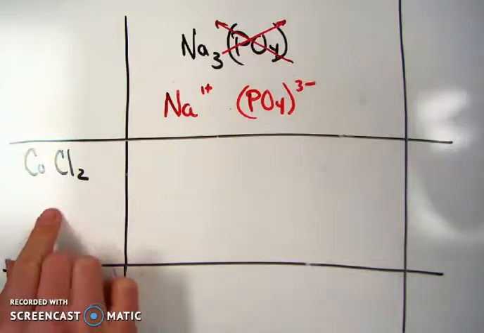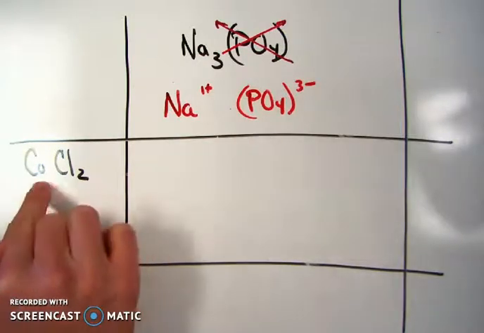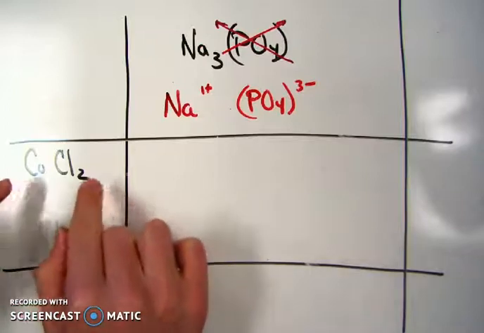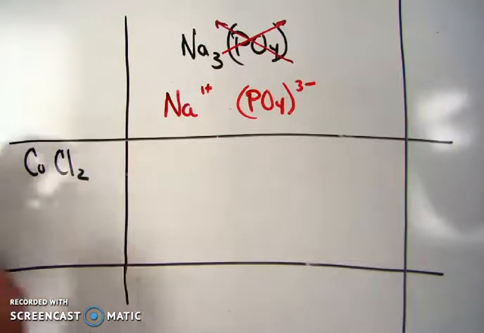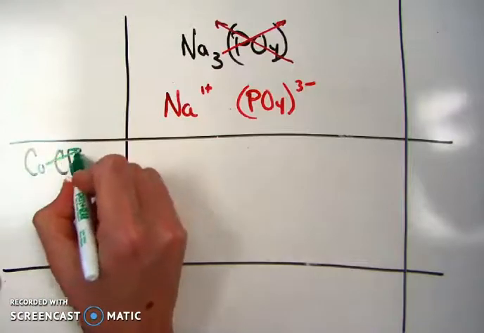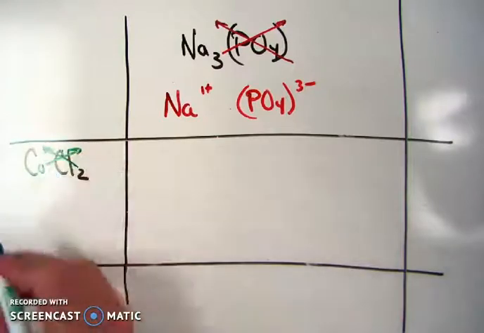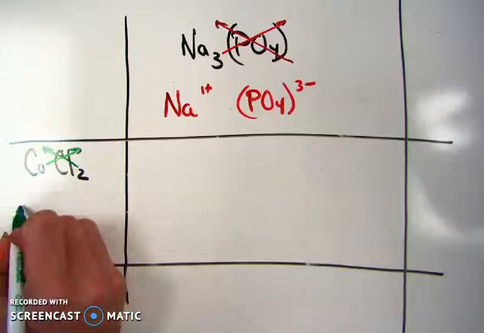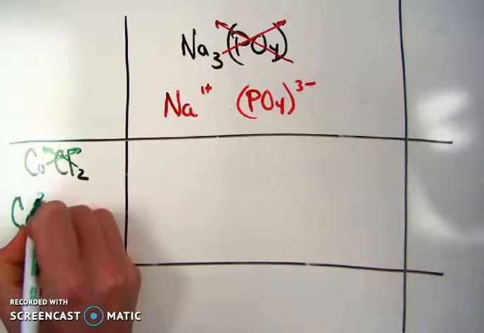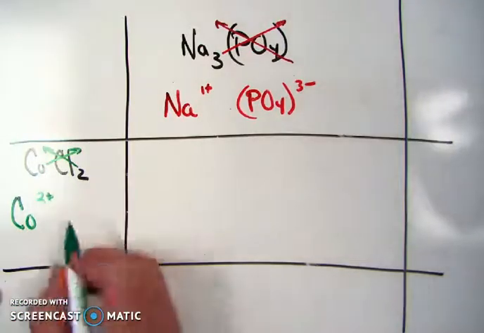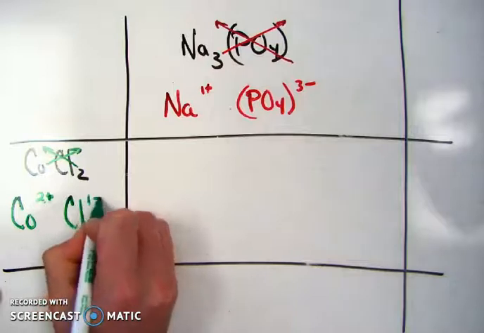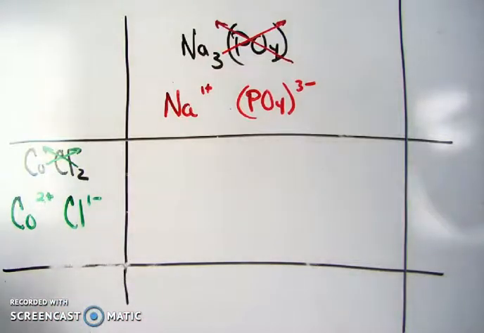For this compound, again, this is cobalt(II) chloride. If you know how to name that, it's also going to be easy to uncrisscross it to rediscover the charges of the atoms on the inside. So this should be made of cobalt with a 2+ charge and chlorine with a 1- charge.